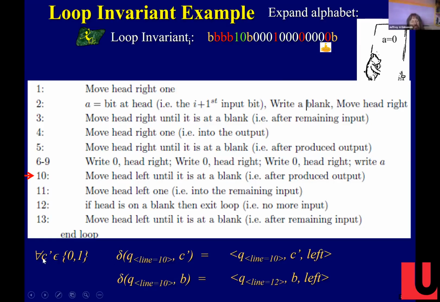This is saying if C prime, the character I'm looking at, is a 0 or a 1, then stay in line 10, don't change the character on the tape, and move the head left.